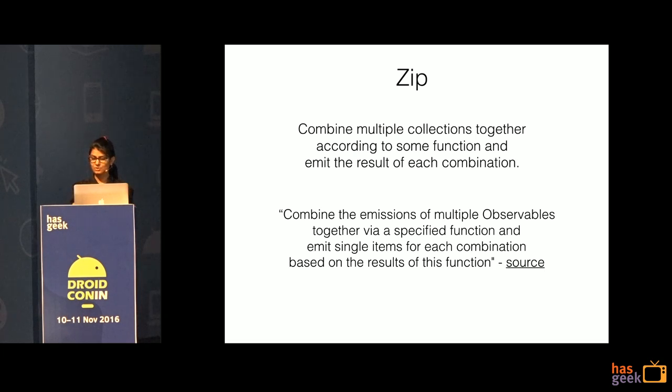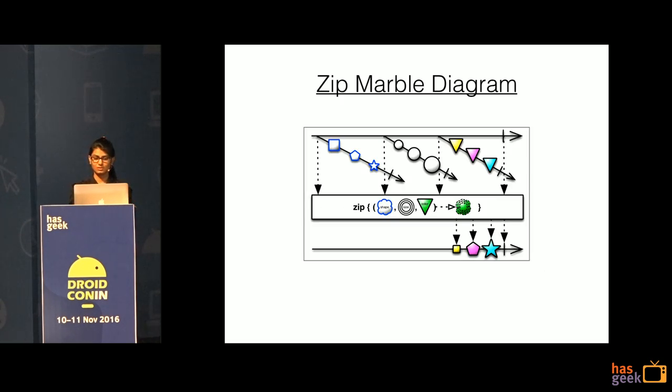Technically, zip combines the emissions of multiple observables together via a specified function and emits single items for each combination based on the results of this function. So this is the marble diagram for zip. We have different observable streams. It takes one item out of each and every stream and then converts them into a different stream. Yes, it looks a little overwhelming at the beginning.